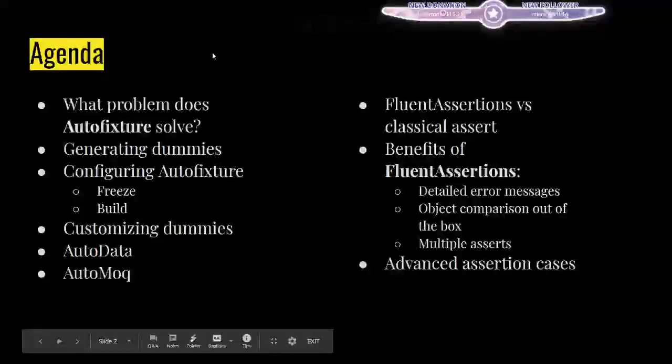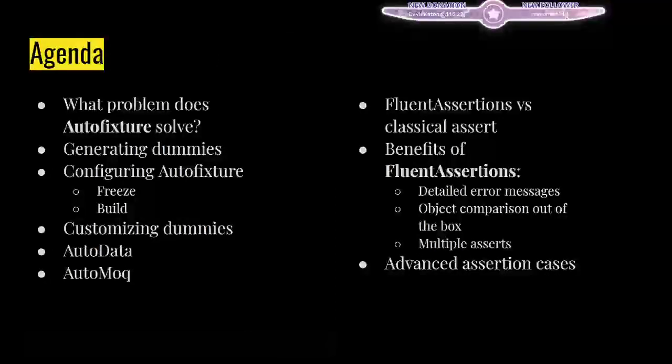Today's lesson is about two very useful testing libraries, and that is Autofixture and Fluent Assertions. We'll talk about what problems Autofixture solves, how you generate dummies and test data using Autofixture, how you customize the data it generates, how you apply Autofixture for generating mocks for you, and what options we have to completely eliminate any kind of noise in tests.